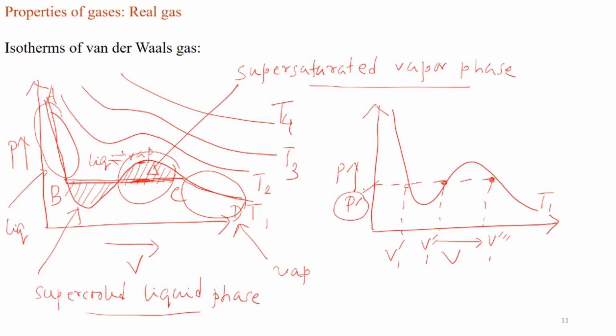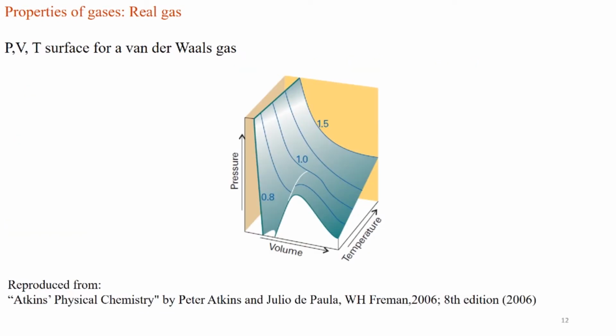This is not surprising. This arises due to the cubic nature of the van der Waals gas equation, which we are going to explore in short. Before that, as we discussed the surface plot or the PVT plot for the ideal gas equation, we can also plot a similar surface plot for the van der Waals gas equation as shown in this figure.